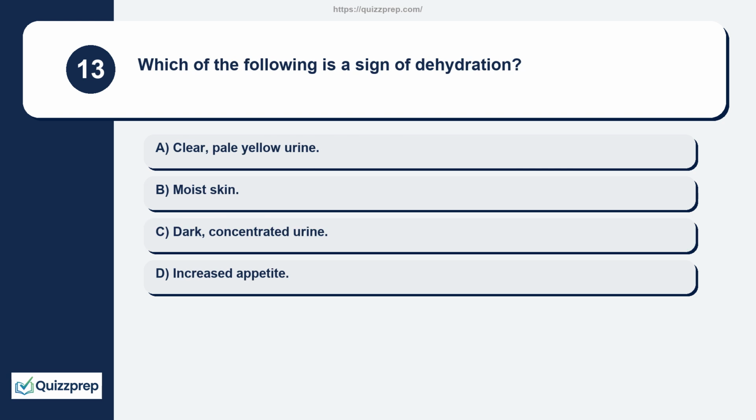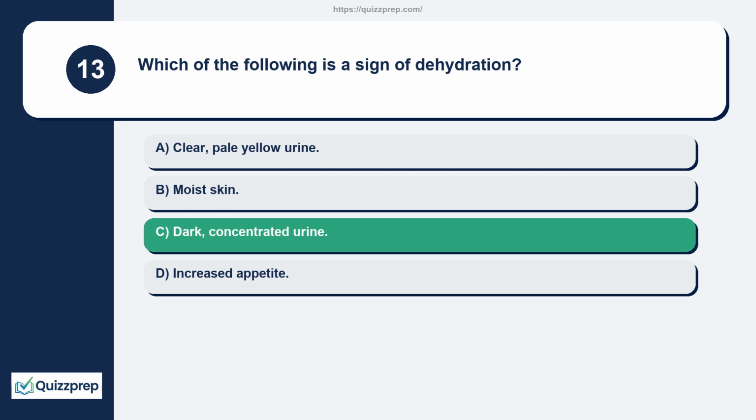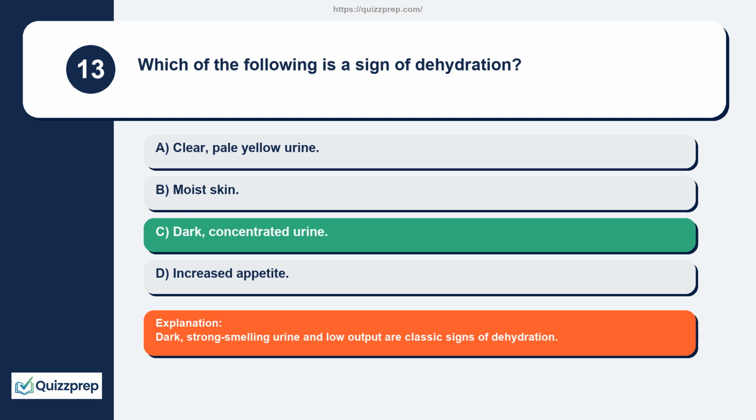Question 13. Which of the following is a sign of dehydration? Clear, pale yellow urine. Moist skin. Dark, concentrated urine, increased appetite. Dark, strong-smelling urine and low output are classic signs of dehydration.